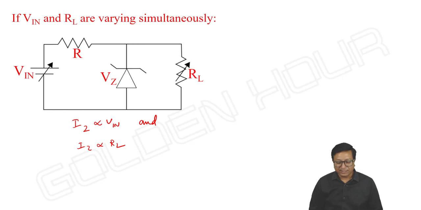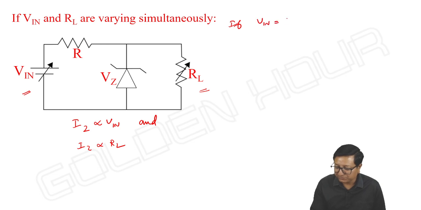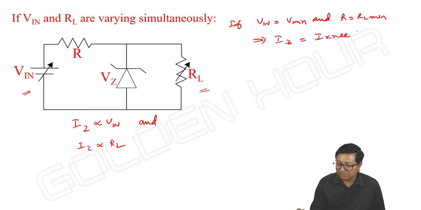Okay, done. Then, for proper working of it, for minimum value of input and for minimum value of RL, current through the Zener diode should be minimum. Simple. And for input maximum and for RL maximum, current through the Zener diode should be maximum. That's it. Very simple statement. If V input is minimum and RL is equal to RL minimum, that time IZ should be equal to its knee current. Please observe this.